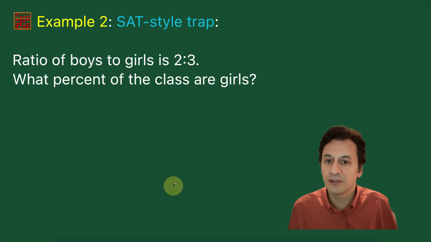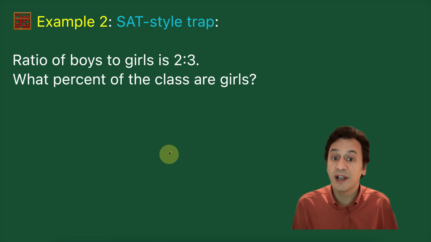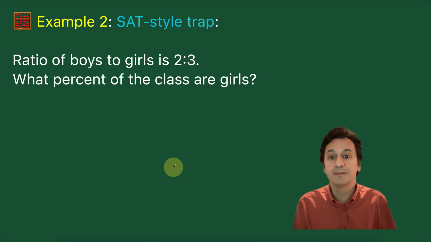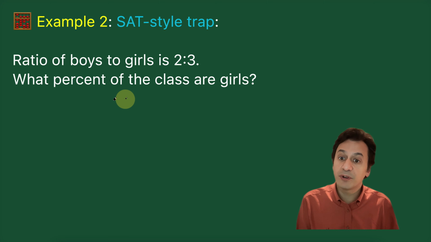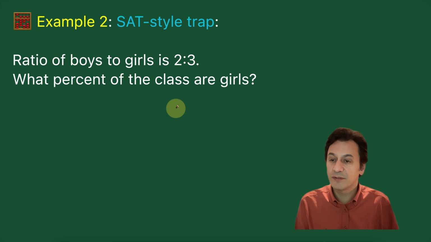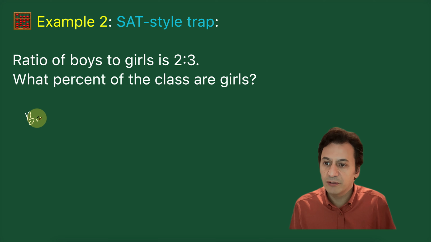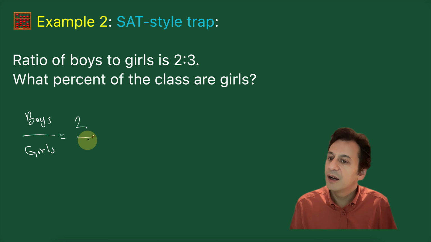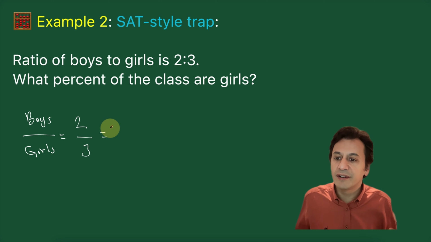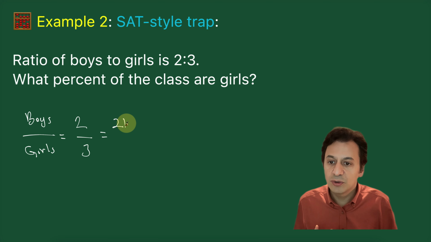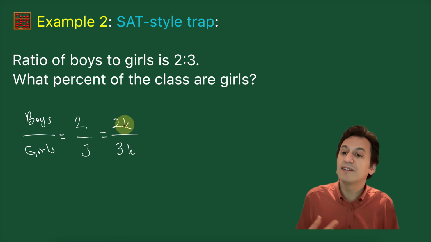Ratio of boys to girls is 2 to 3. What percent of the class are girls? Well, this one's tricky because it gives the ratio of boys to girls but asks the percent of the class. Okay, this is different. So when you say boys to girls, let's indicate their number. Since I don't know their number, I will write this one 2K and this one 3K. Because if this is a multiple of 3, then this has to be a multiple of 2.